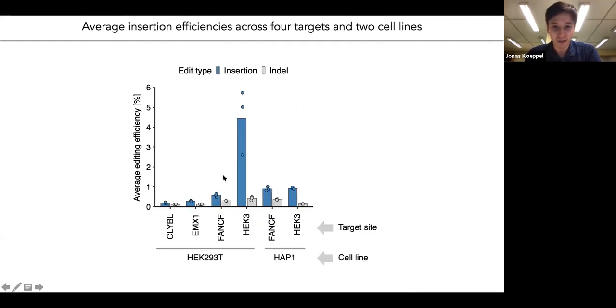So first of all, here are the average editing efficiencies in the 2 cell lines and across the different target sites. So you can see that there's quite a range of editing activity. Our best rates were observed in the HEK3 locus in HEK293T cells. Each dot here represents a replicate. We did 3 biological replicates. And then you see that there's also some level of indels, but it's relatively low. This is actually, I think, an overestimation, the way we are calling them. And you see that the HEK3 site, for example, works less well in HAP1 cells, and all the other sites work less well than the HEK3 site. And we'll also talk a bit about target site differences in a moment.